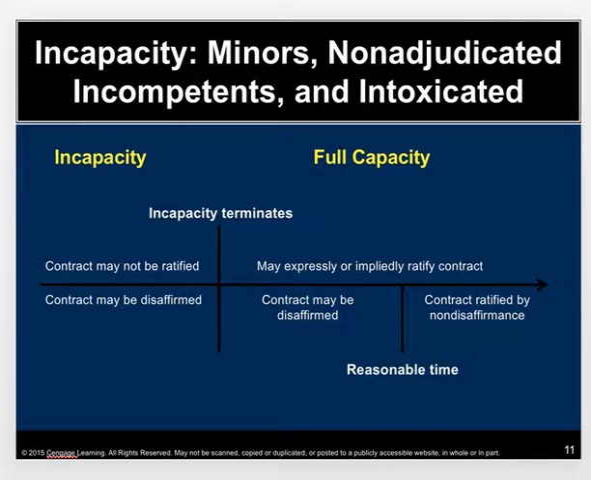It talks about when somebody has incapacity on one end of the scale, and on the other when they have full capacity. And then it also talks about the different types of contracts and whether they can be ratified or disaffirmed. If there are no questions, I'm going to move on to the next chapter.